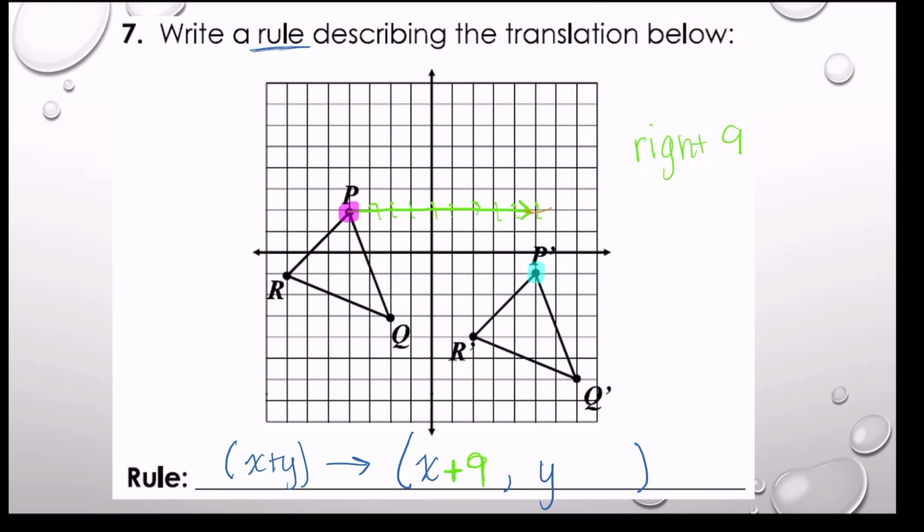Okay, let's go see something else. I went from this level of the P and it came down here. So I'm moving down, but how many am I going down? 1, 2, 3. I went down 3 spaces, so that means I'm going to subtract 3. And there's your rule. Because if you've done it with one point, you've basically done it with them all. Okay?